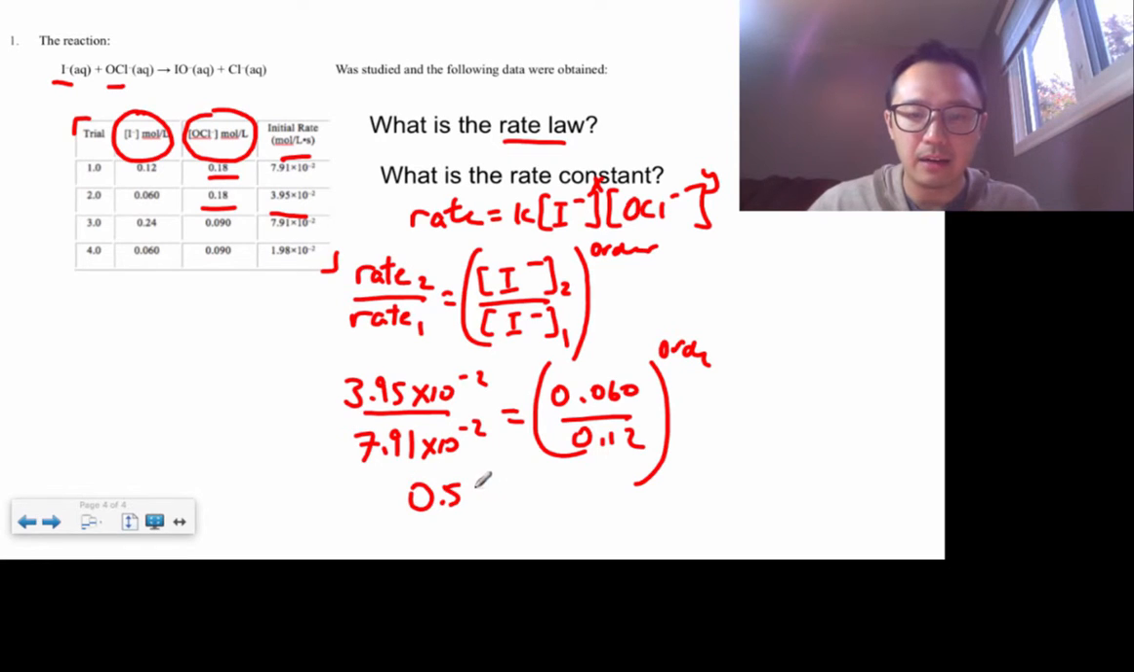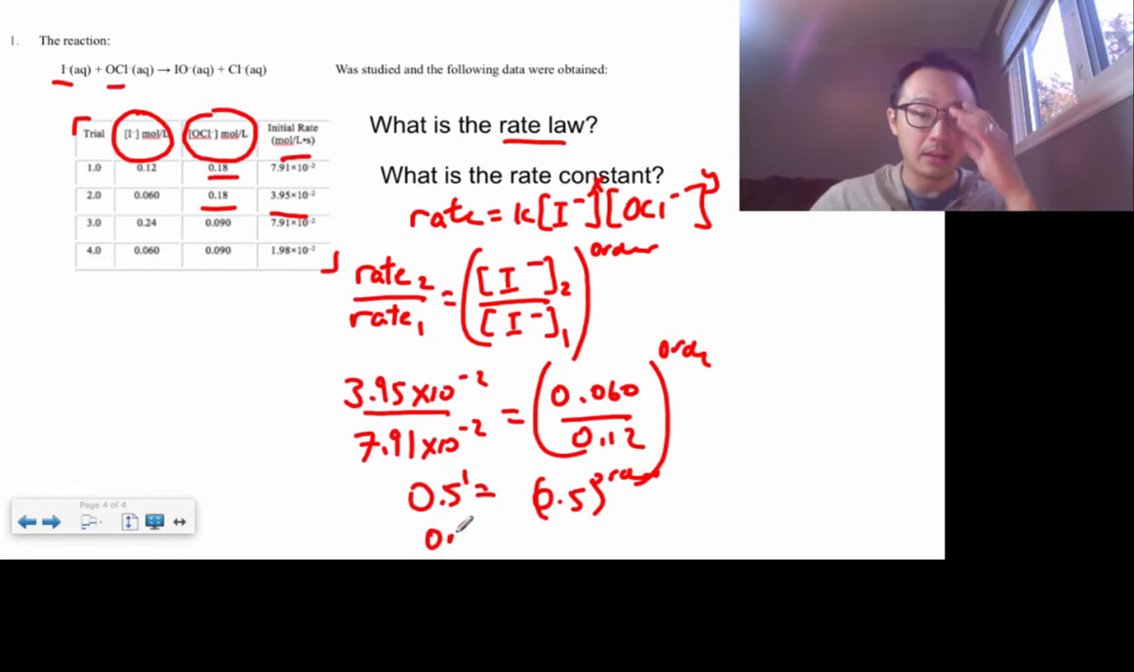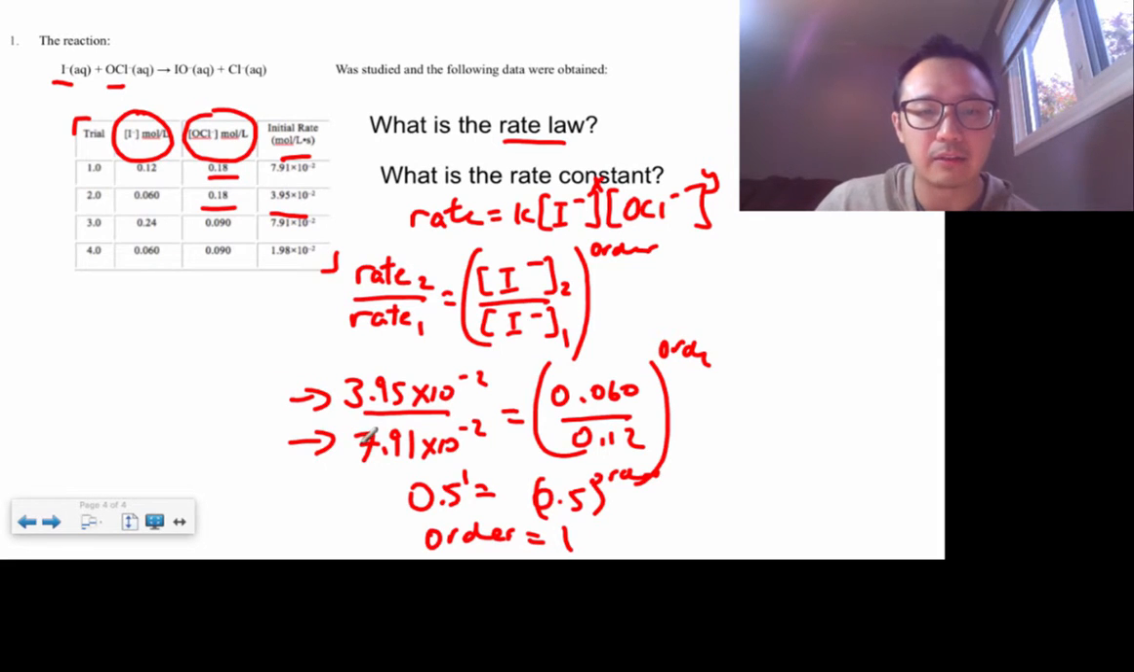This is 0.5 is equal to 0.5 to the power of the order, and you can see that the order here is going to be 1. One tip here is that I selected the lower one divided by the higher one. So you have to notice that I used trial 2 divided by trial 1.